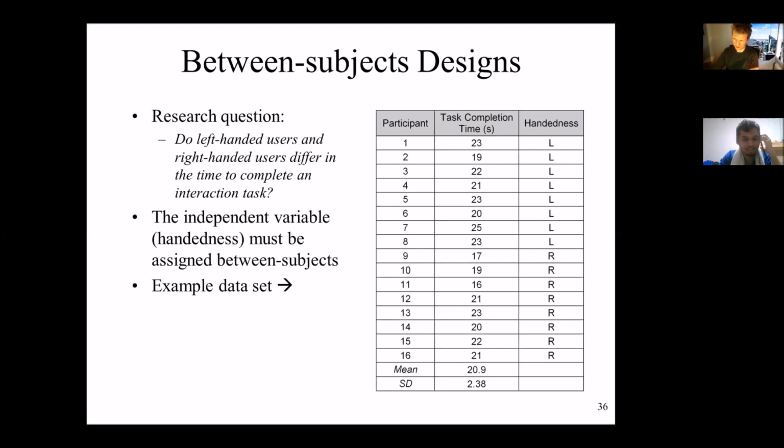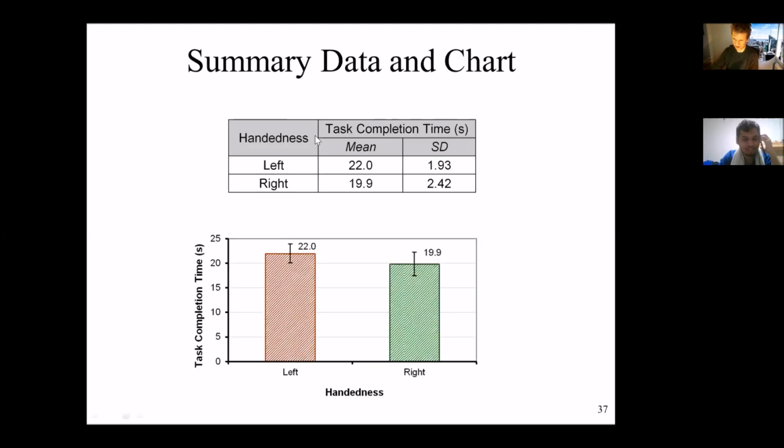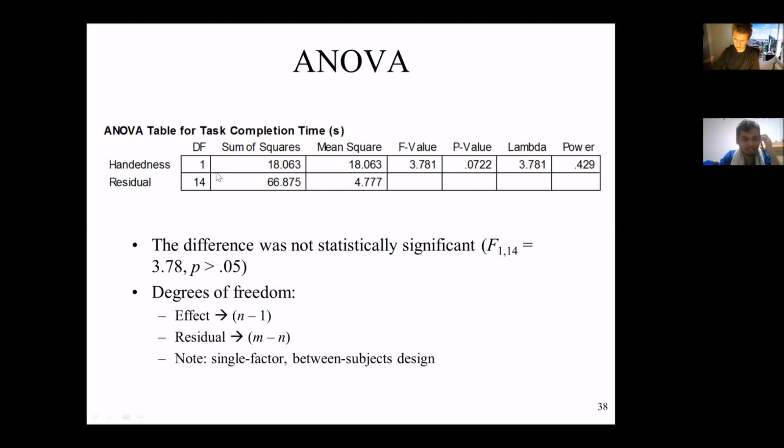So this is what's called a between-subjects design, okay? Then you do this for left-handedness and right-handedness, you get means and deviations for both left and right, and then you can do the same testing again, okay? And the same thing appears. But in this case, it was not significant because the p-value was greater than 0.05. There's a table for the F-value, and it will also say that it's not significant, right?